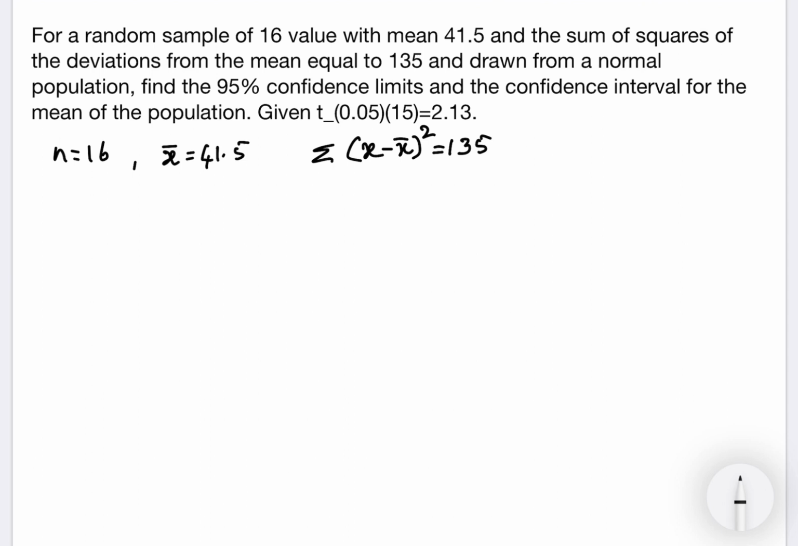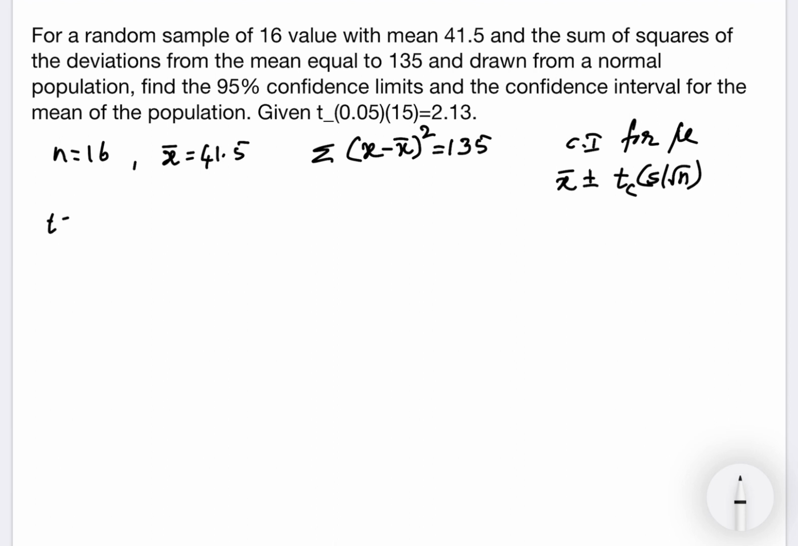They are asking us to find the 95% confidence limits and the confidence interval for the mean of the population. So here they are asking us to find the confidence interval for the mean of the population, and according to the formula it is given to be equal to x bar plus or minus Tc into s divided by root n. So we need to find this one, and they have given that the critical value at 0.05 level of significance for 15 degrees of freedom is equal to 2.13.